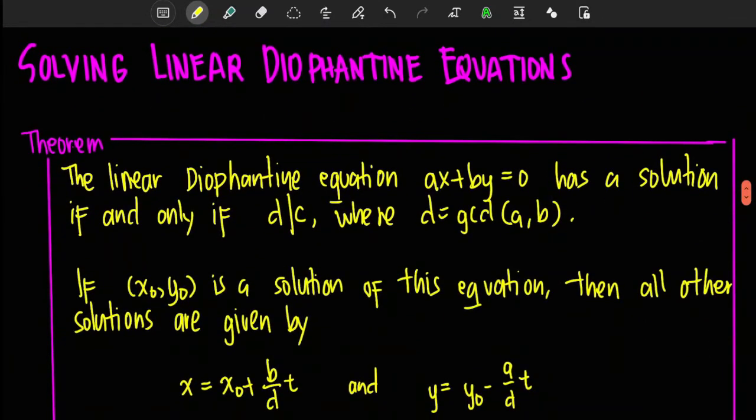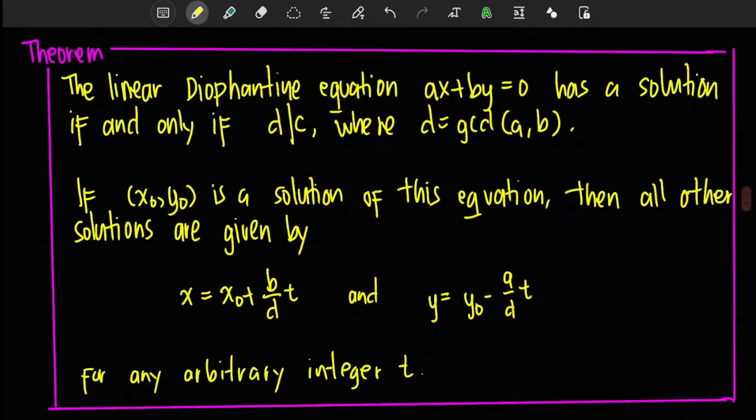So to solve linear Diophantine equations, we're going to need the following theorem. The linear Diophantine equation ax plus by equals c has a solution if and only if d divides c. Here, d denotes the GCD of a and b. Now, if x sub 0 and y sub 0 is a particular solution of this Diophantine equation, then all other solutions are given by x equals x sub 0 plus b over d times t, and y equals y sub 0 minus a over d times t. Take note that since d is the GCD, b over d is an integer, and so is a over d. So this collection gives integer solutions of the linear Diophantine equation for any arbitrary integer t.